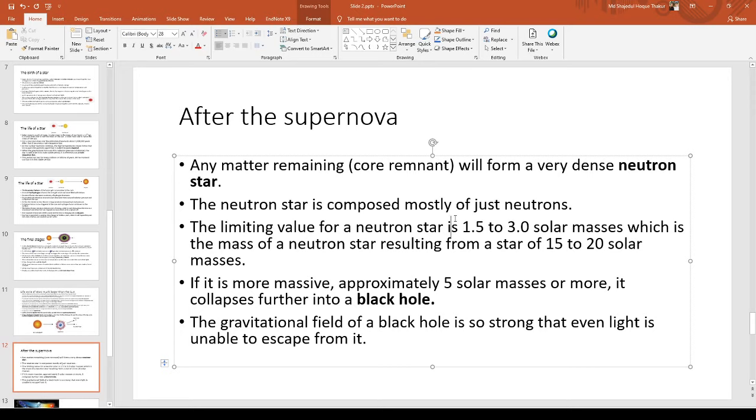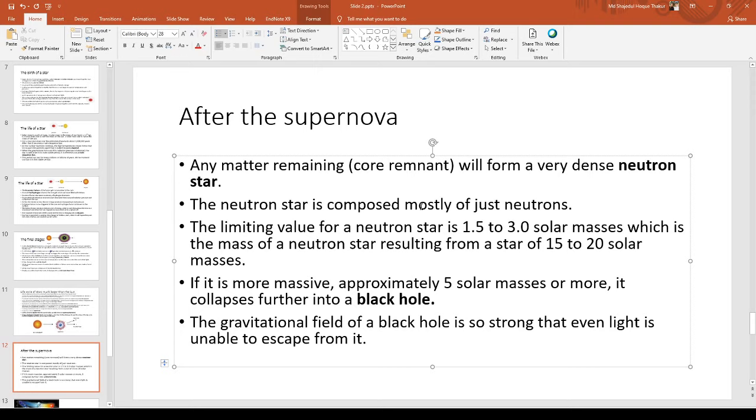Like I was saying, how does a neutron star form? What does it form from? It forms from the core remnants after the supernova, right? So after the supernova, any matter remaining, that we will call the core remnants, will form a very dense neutron star. And since it's formed from the supernova, the neutron star is composed mostly of just neutrons.